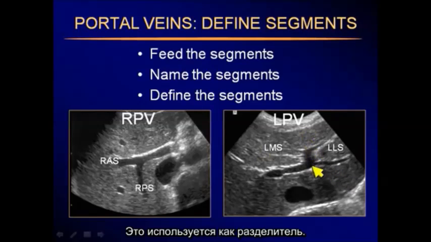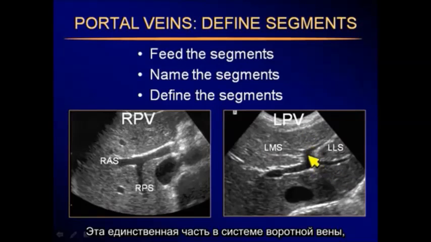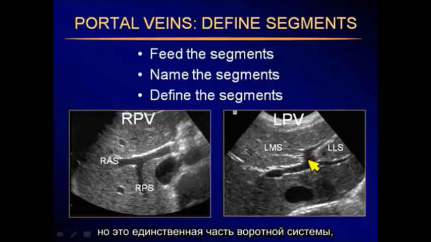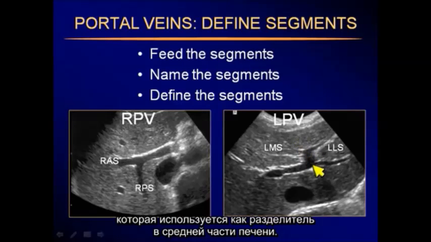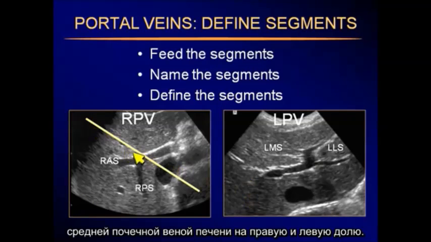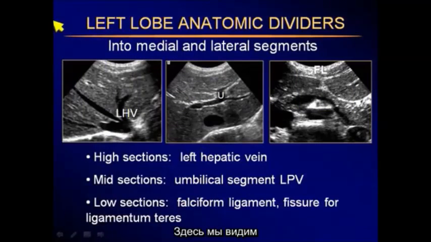This is used as a divider. This is the only part of the portal venous system that is used as a divider. I told you hepatic veins are dividers, but this is the only part of the portal system that's used as a divider in the midsection of the liver. Okay? That's our division of middle hepatic vein dividing right and left lobes. So here we have our subdivisions, in this case of the left lobe.